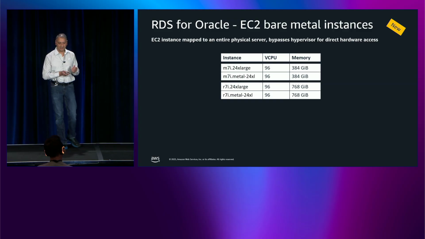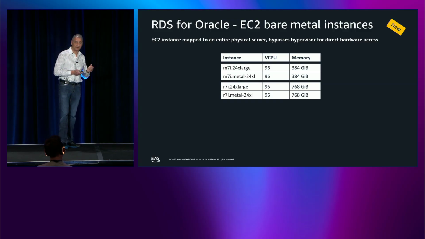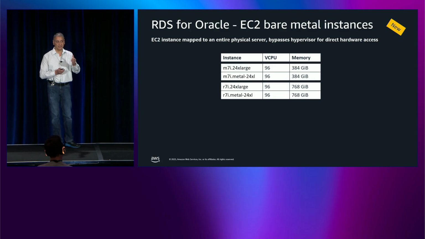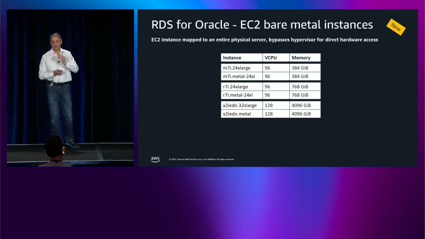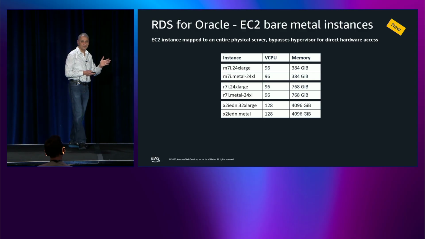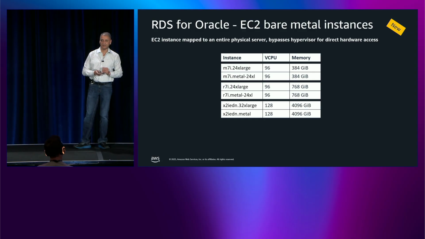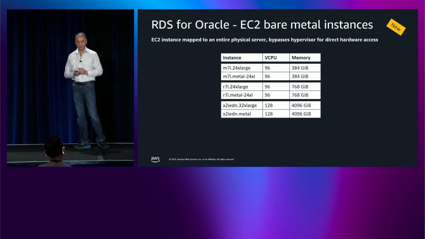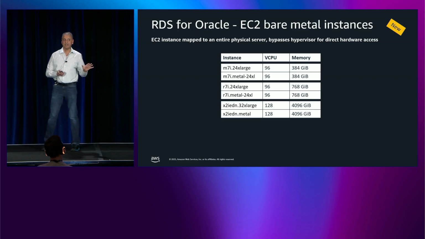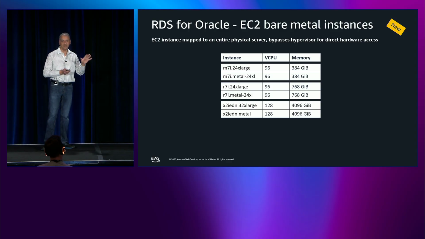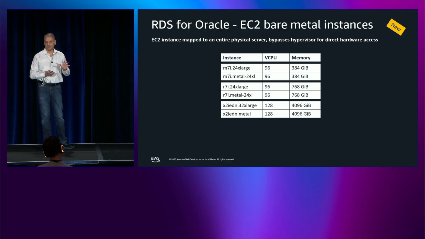You have similar metal instances available for R7 24XL, different CPU and memory profile, but consistent between a virtual machine and a physical machine. Same for X2 IEDN, a large VM and a bare metal instance will have the same amount of memory, same amount of CPU. And all RDS features, all Oracle features work exactly as they were in the virtual instance. There is no change to the application. You get a better performance.